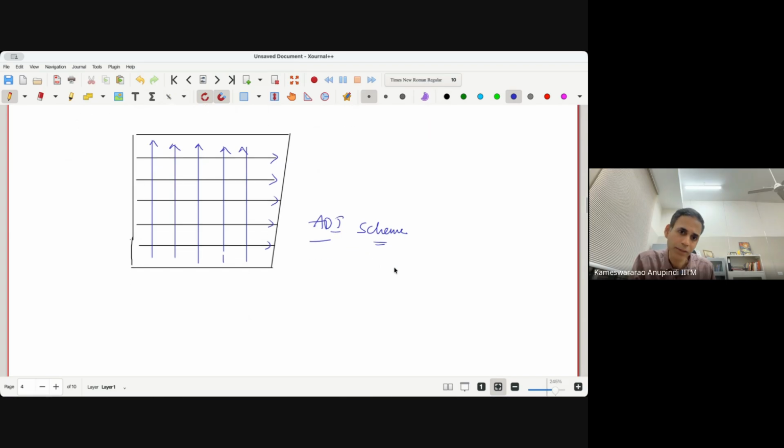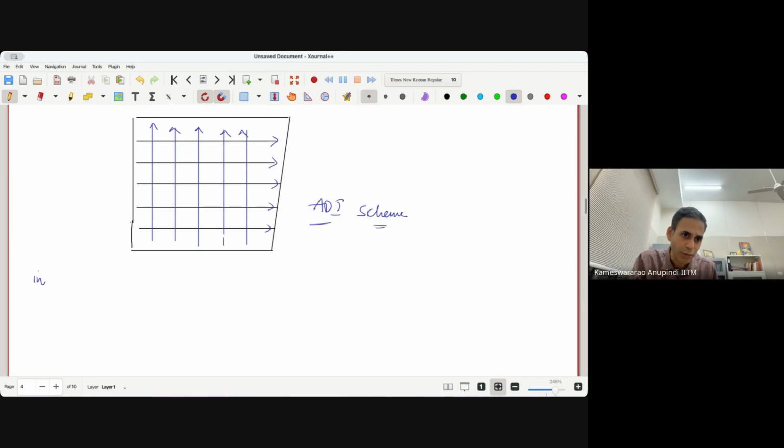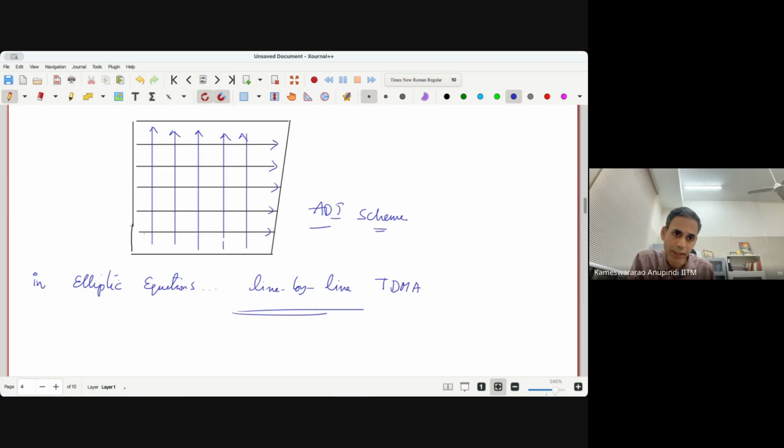Now the same concept can also be used, instead of in parabolic equations, even in elliptic equations. When you want to solve, let us say, a Poisson equation or something, then we call this line by line tridiagonal matrix algorithm, in which you are going to use your TDMA in this direction, and when you need points in the other direction, these points you would use in a Gauss-Seidel format.